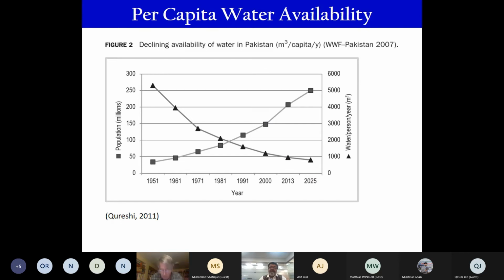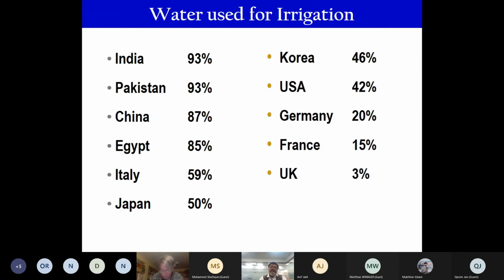Here you can see water used for irrigation. We are using 93% water for irrigation. India and Pakistan have the same, but the other developed countries use less. In the UK, it's 3%. But why 3%? Because there's a lot of rainfall there, so they don't need that water for irrigation, and mostly their crops depend on the rainfall. But usually our use is very high.